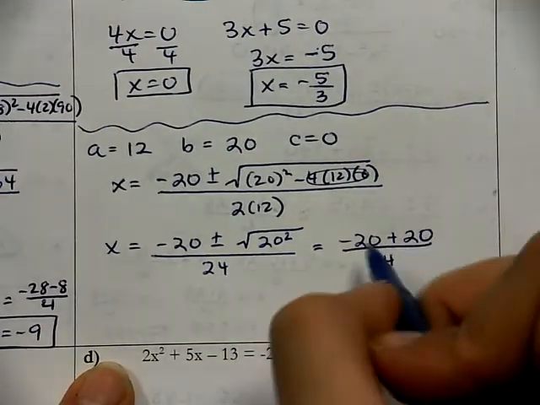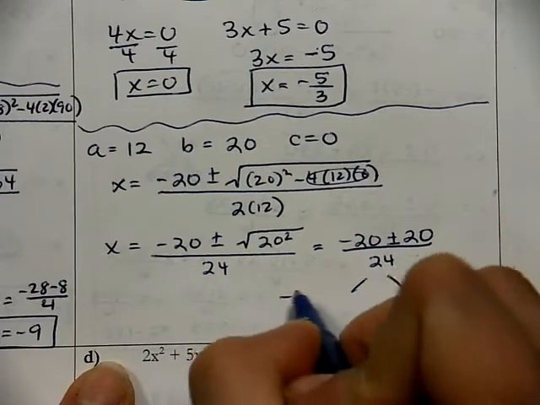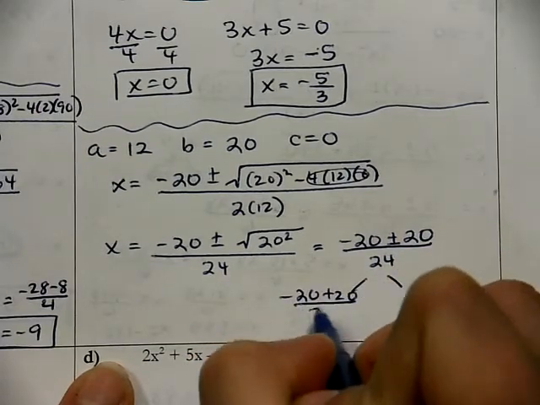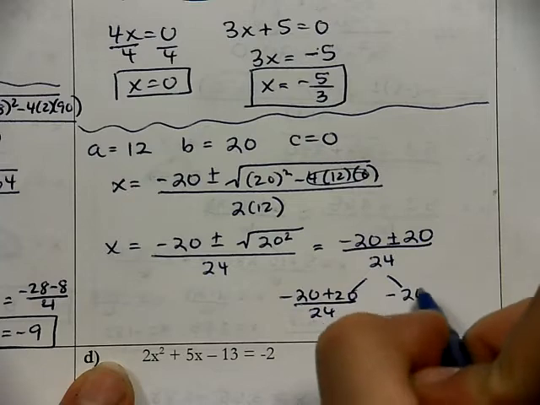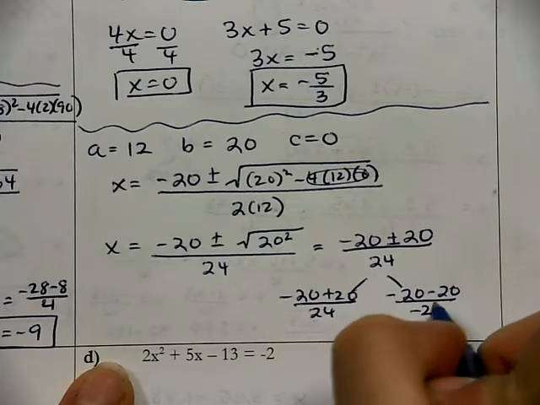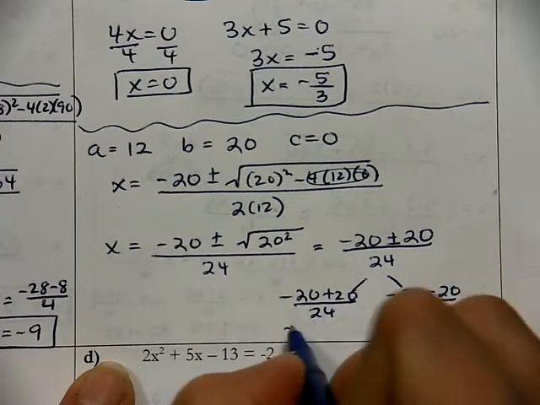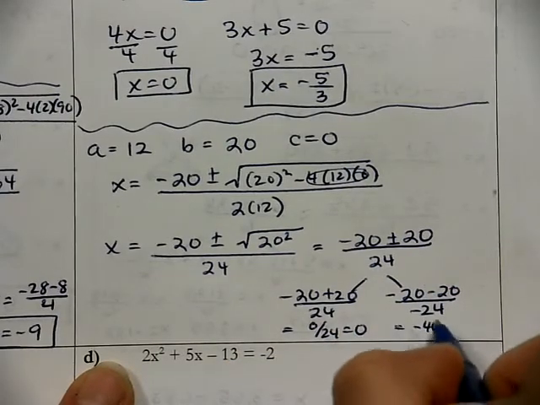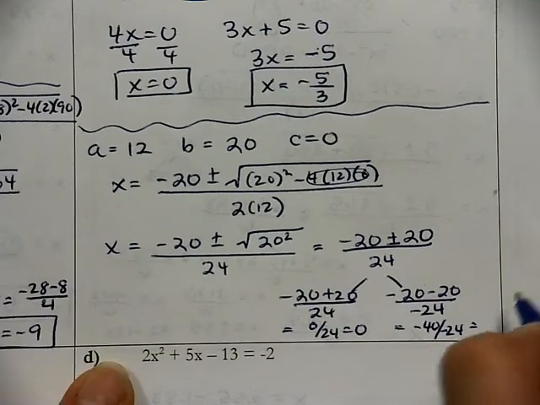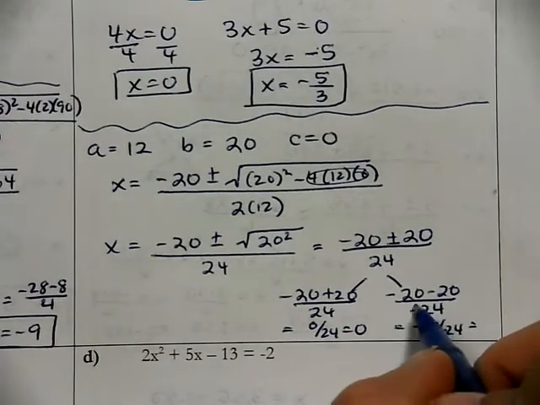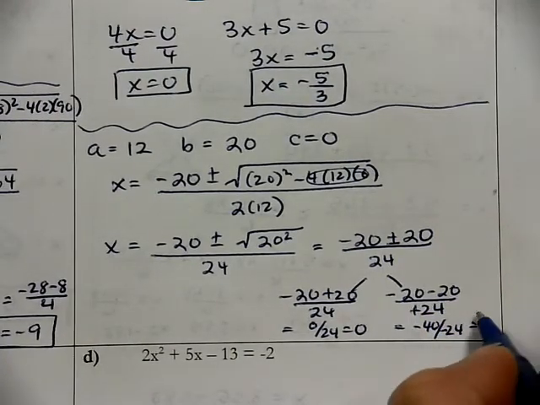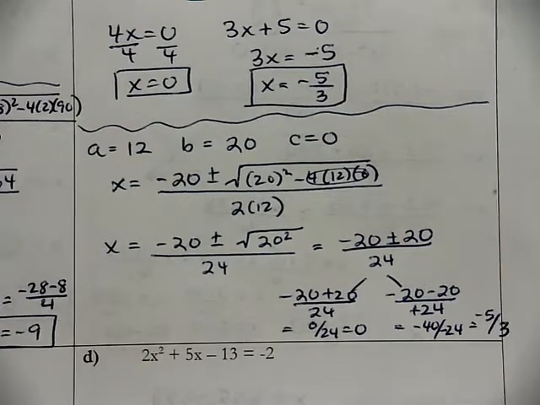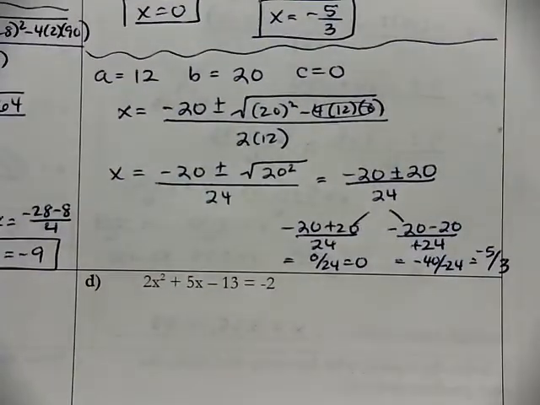Remember inverse operations. So I have two possibilities, negative 20 plus 20 divided by 24, negative 20 minus 20 divided by negative 24. And if I simplify these, I'll see that 0 over 24 is just 0, and this one is negative 40 over negative 24, which simplifies, excuse me, that's over a positive 24, simplifies to negative 5/3. So you could solve it either way, however, I think solving by factoring is much easier in this case. All right, scooching down here.